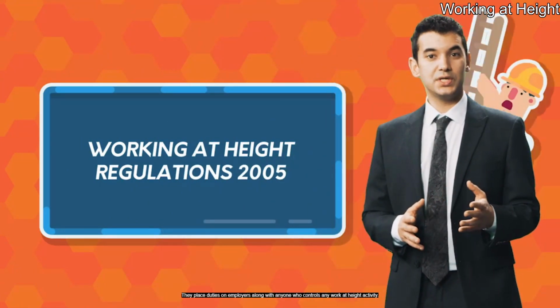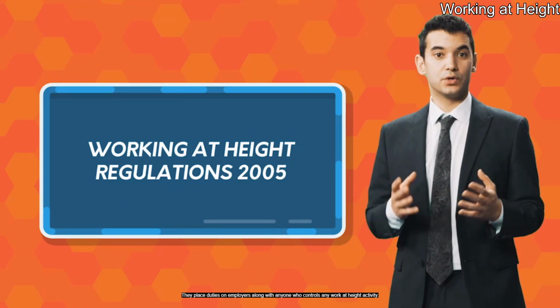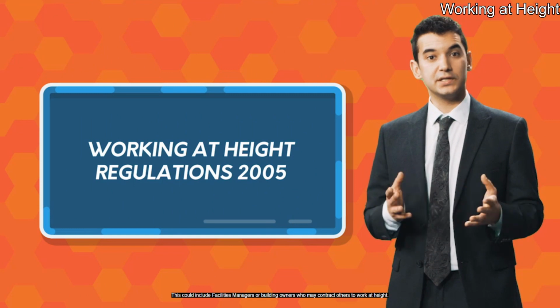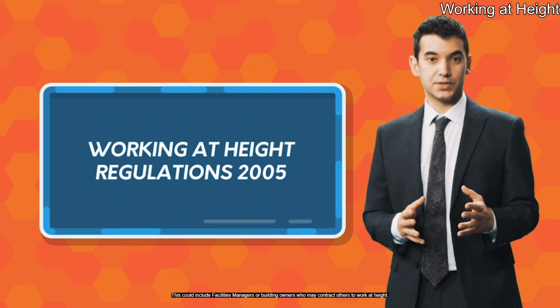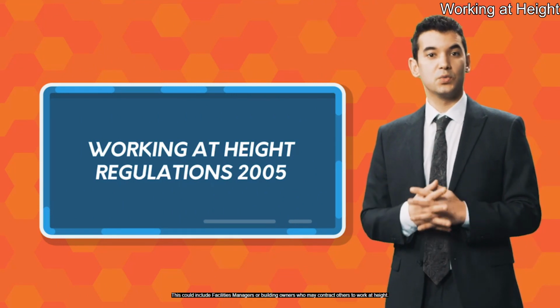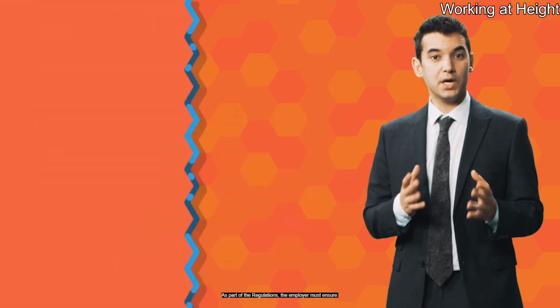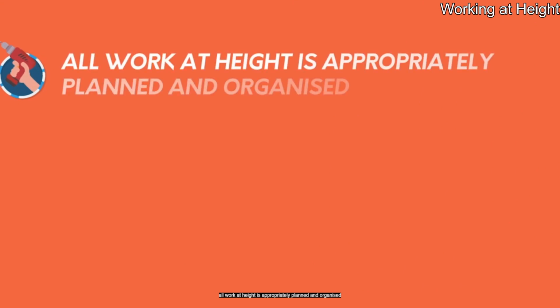They place duties on employers along with anyone who controls any work at height activity. This could include facilities managers or building owners who may contract others to work at height. As part of the regulations, the employer must ensure all work at height is appropriately planned and organised.